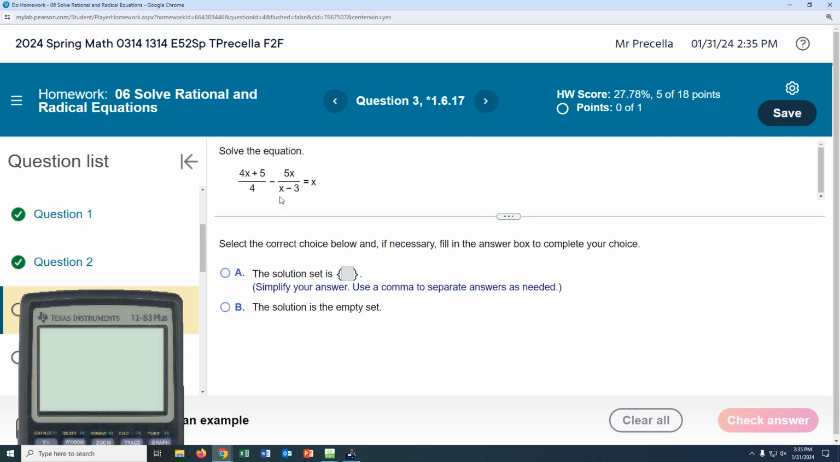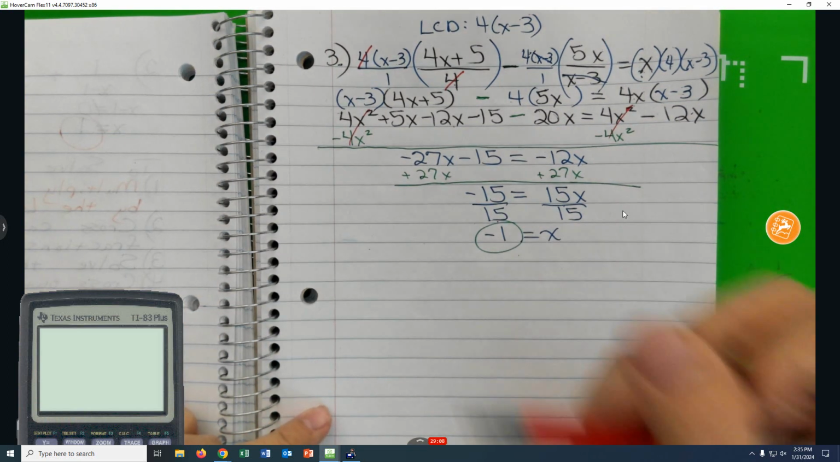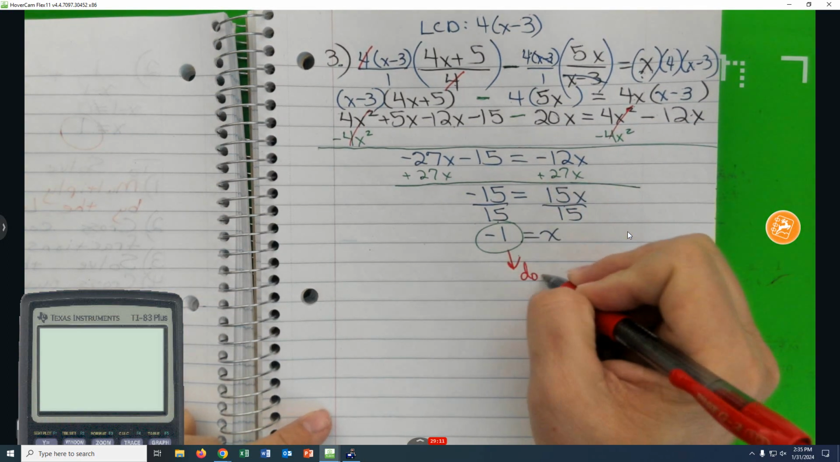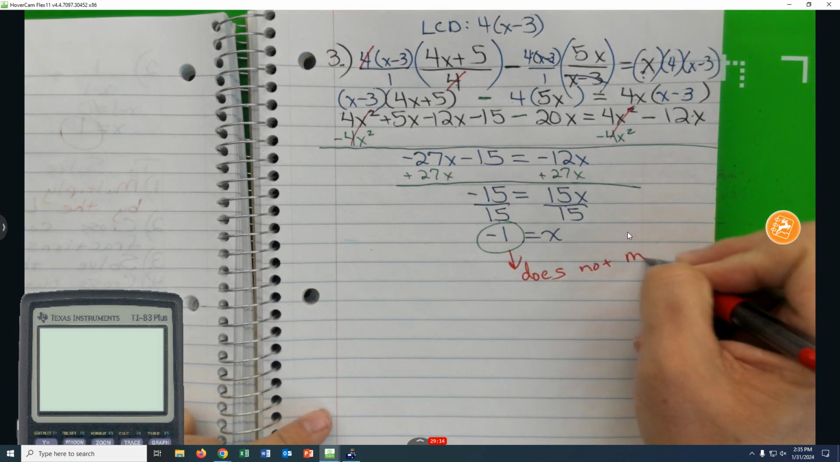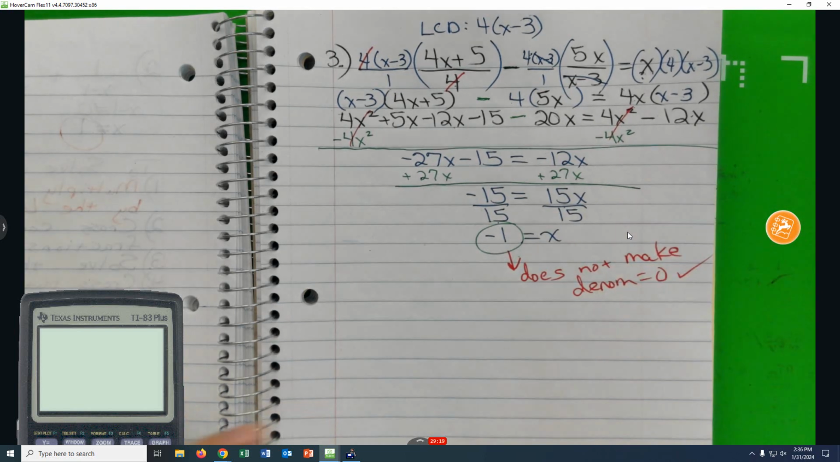But what's the only number that's going to give us a 0 in the denominator? That first denominator is a 4. It's always going to be a 4. But the second denominator varies depending on the x value. What's the only x value that will give you a denominator of 0? A 3? Did we get a 3? So negative 1 is an acceptable solution. Then you'll follow our logic. See? Negative 1 does not make the denominator equal 0, so it's okay.